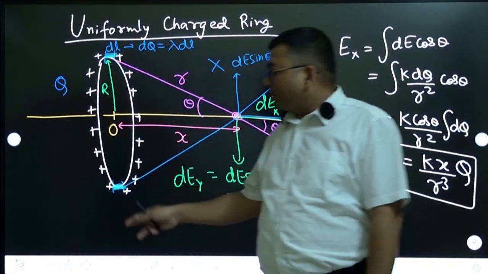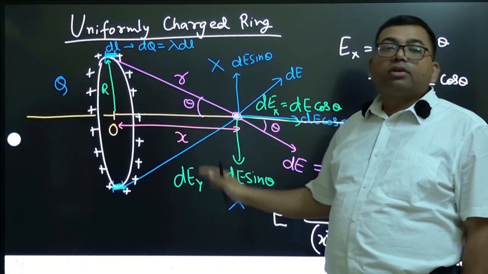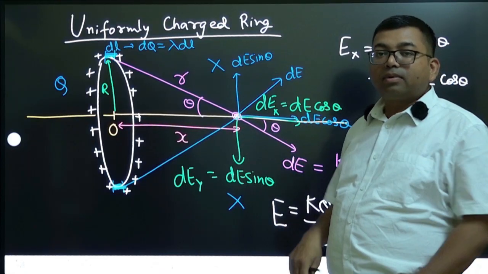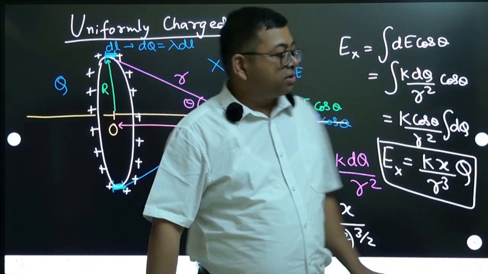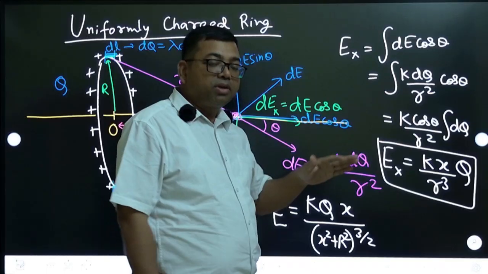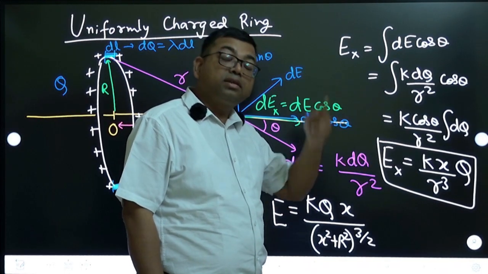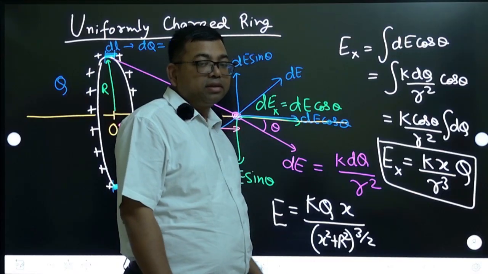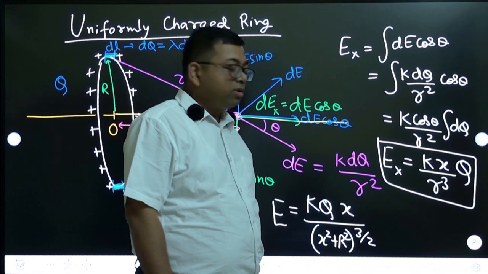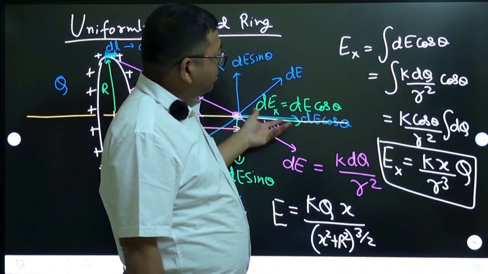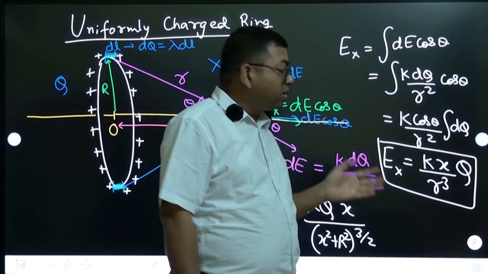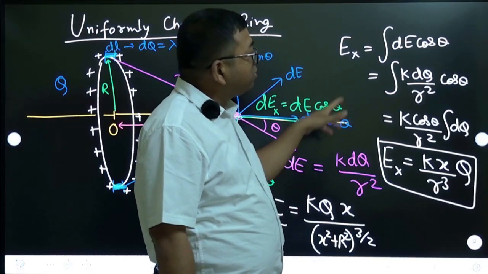Similarly, an opposite element will also create a similar field. So the field along the y-axis will cancel out, and only the field along the x-axis will be left, so you have to integrate. We write dE cos theta, not 2 dE cos theta. Why? Because we are integrating dE cos theta over the entire ring. If you take 2 dE cos theta, that is for half the ring. Instead, we take dE cos theta because each element contributes dE cos theta, and we integrate that over the entire ring.